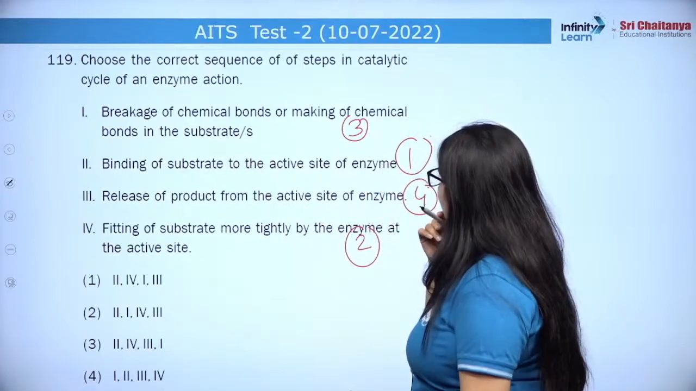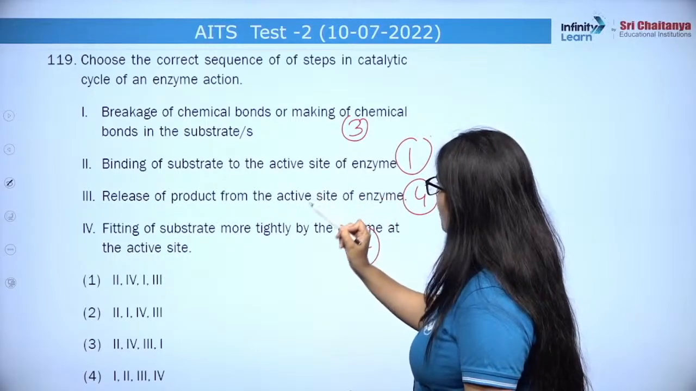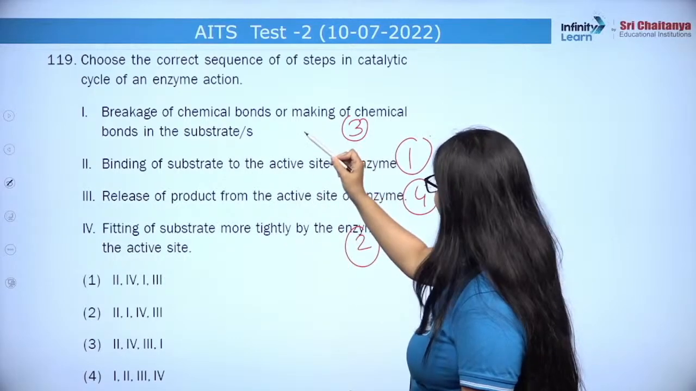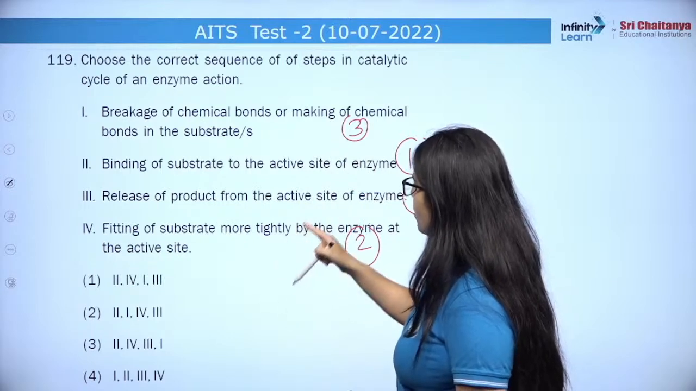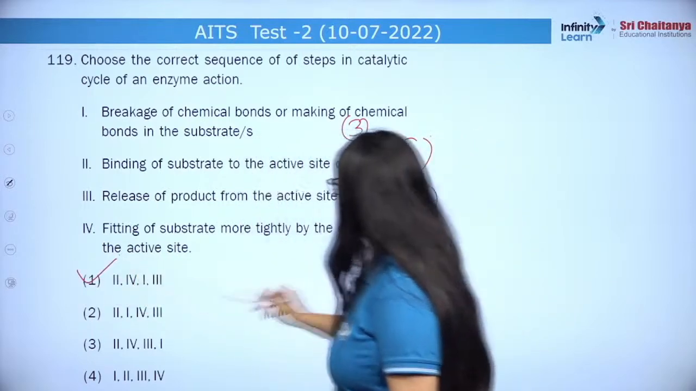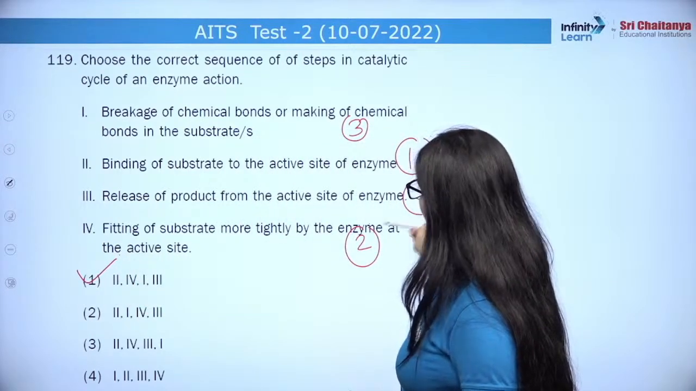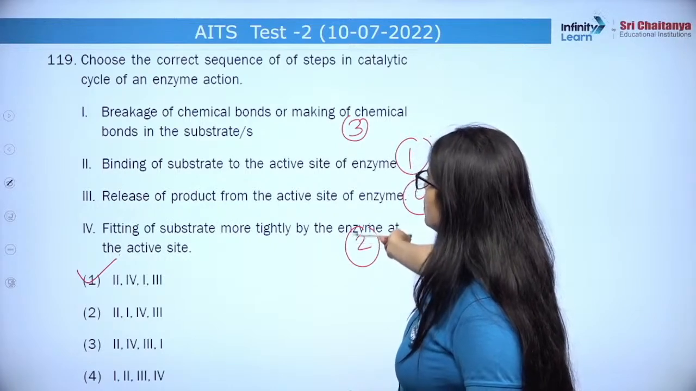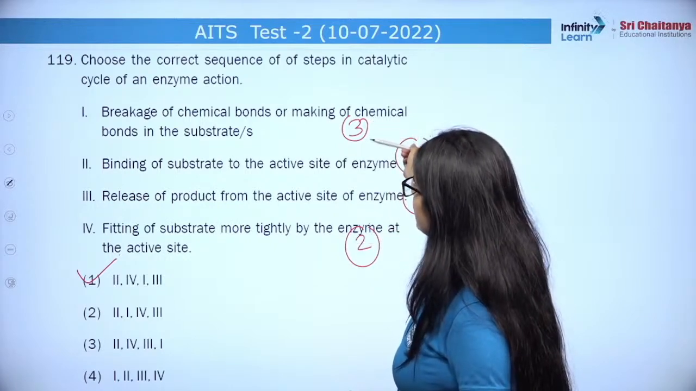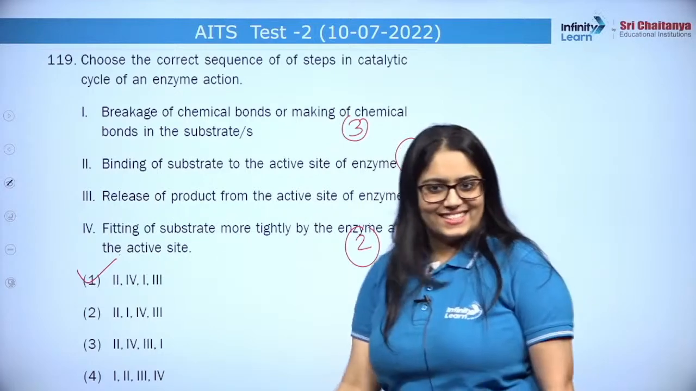So the option should go as 2, 4, 1, 3. 2, 4, 1, 3. This one is correct. 2, 4, 1 and 3. Correct? Next one.